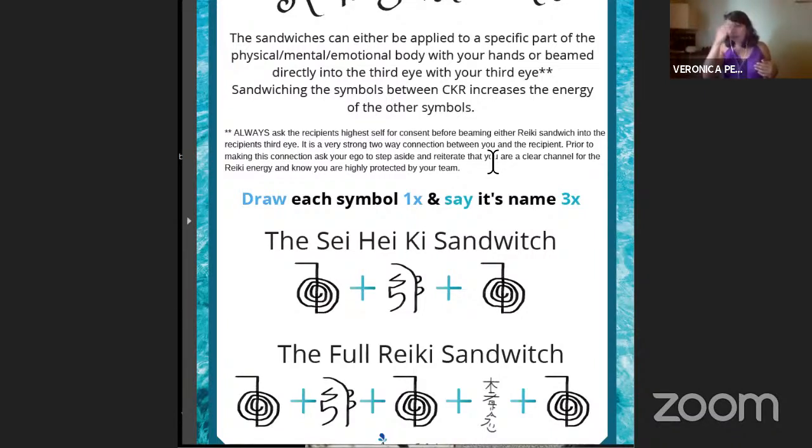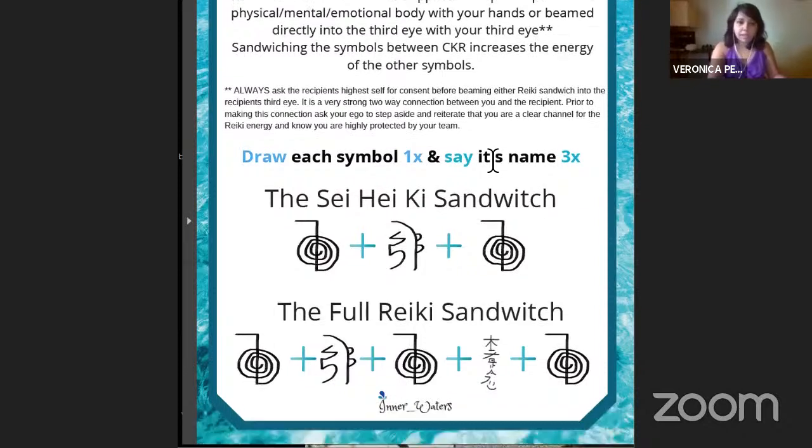What that third eye to third eye connection does is it really helps to get at anything that's in the mental body around programs that aren't for your highest good, and around releasing trauma. It can be really powerful, so just remember that and treat it with the utmost respect. It's not something to be taken lightly.